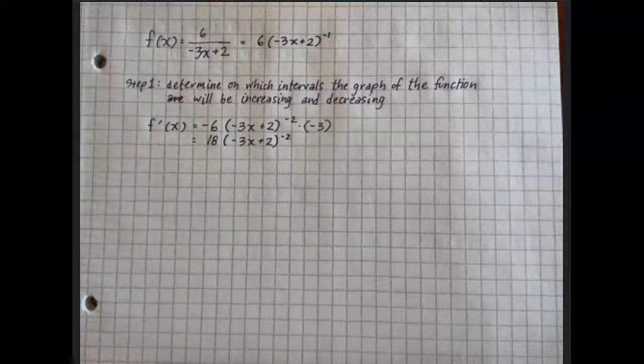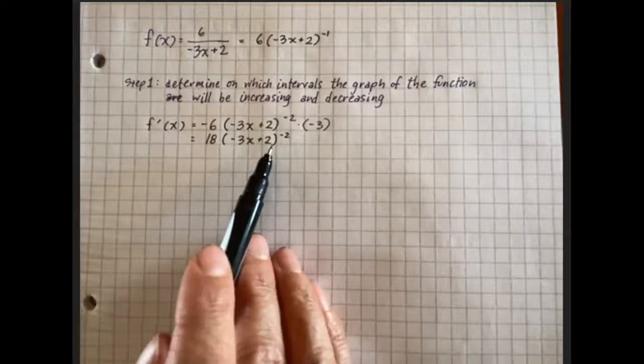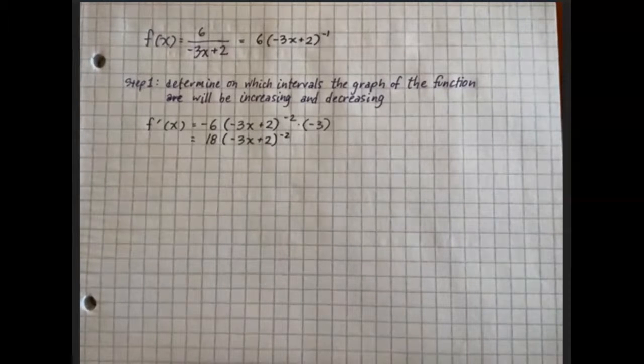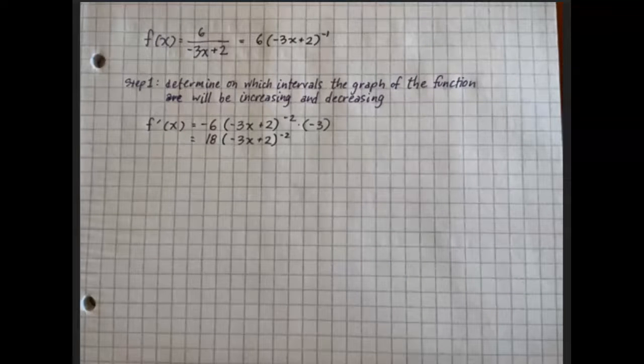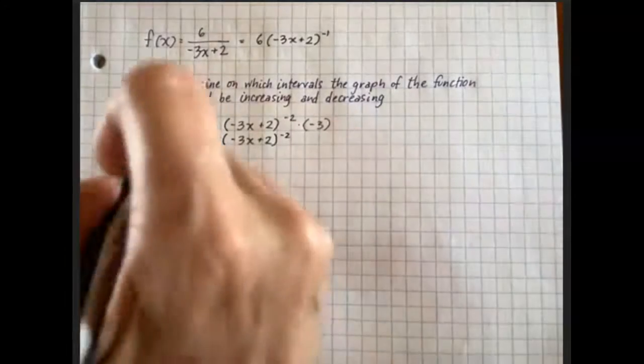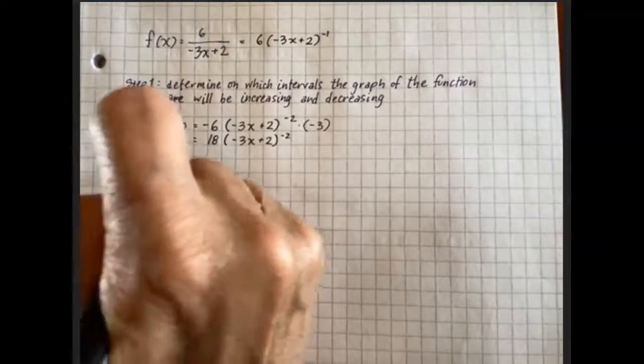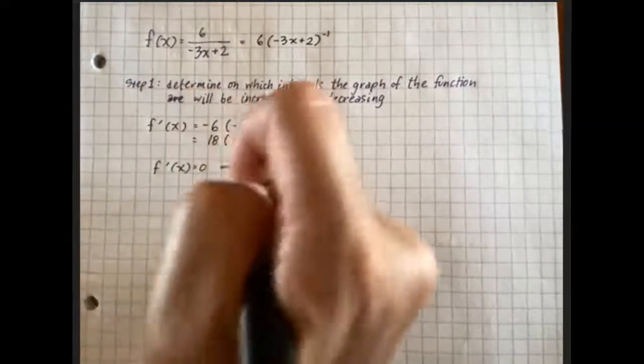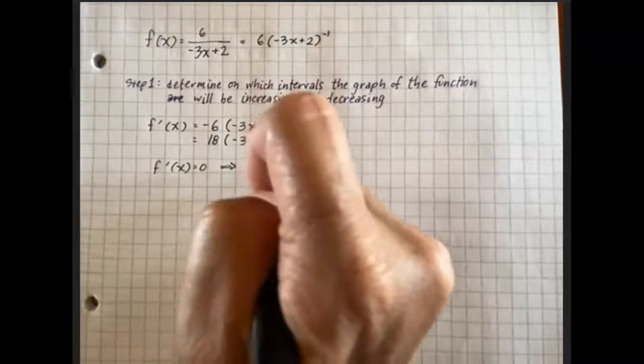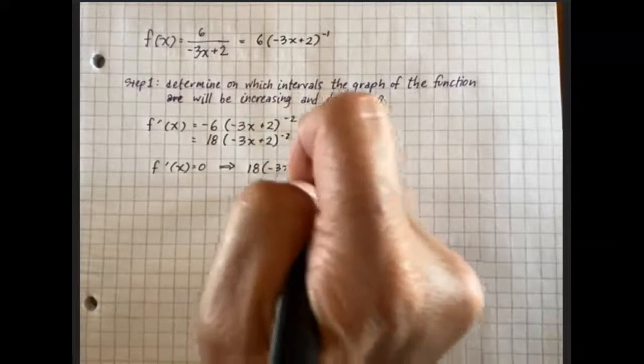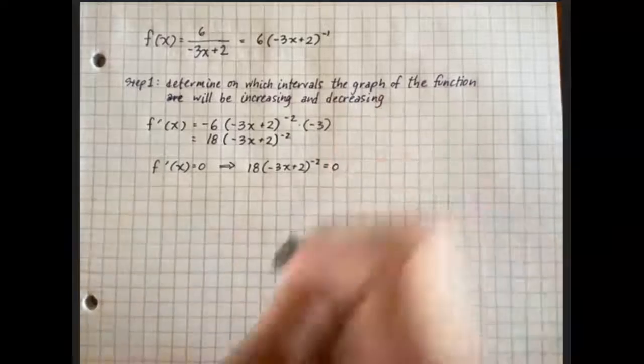And then remember, to find the intervals where the function is increasing or decreasing, we need to set this guy equal to 0, because those are our possible mins and maxes. And remember, a min is where the function stops decreasing and starts increasing, and a max is where the function stops increasing and starts decreasing. So let's set it equal to 0. So f prime of x equals 0 is 18 times negative 3x plus 2 to the negative 2 power equals 0.